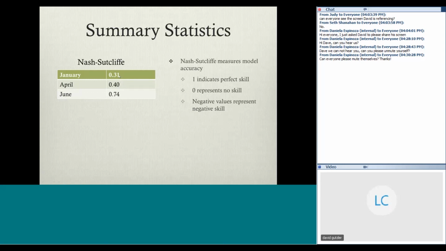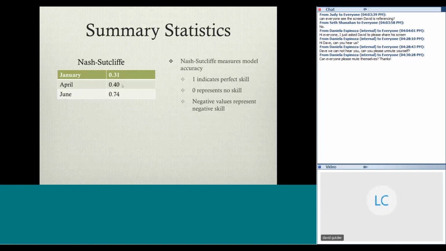So in January, there's a Nash-Sutcliffe, which is a measure of model accuracy, and the Nash-Sutcliffe index varies from -1 to +1. A value of 1 indicates perfect skill in predicting something. A value of 0 represents no skill. You can see in January, the Nash-Sutcliffe for this group of years is about 0.31. So 0.31 indicates very moderate skill in predicting water supply for the year.